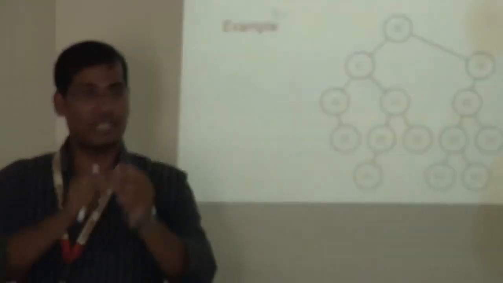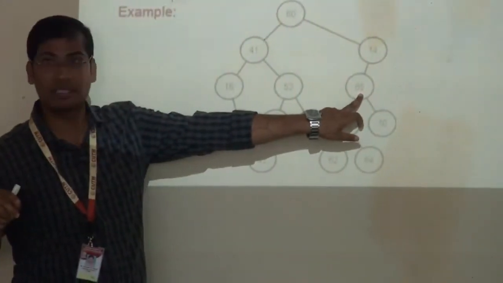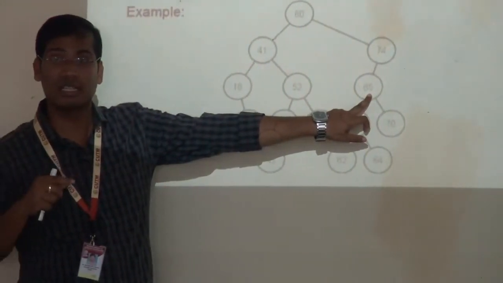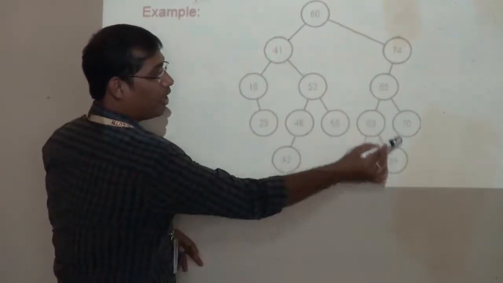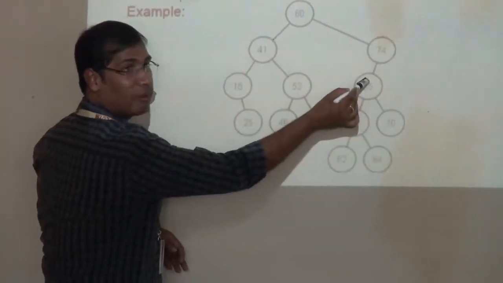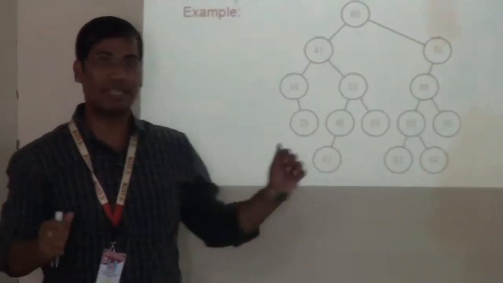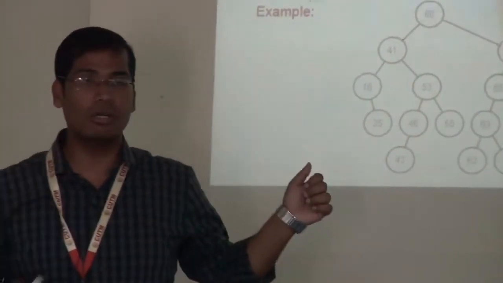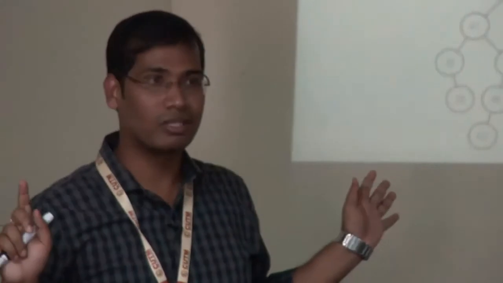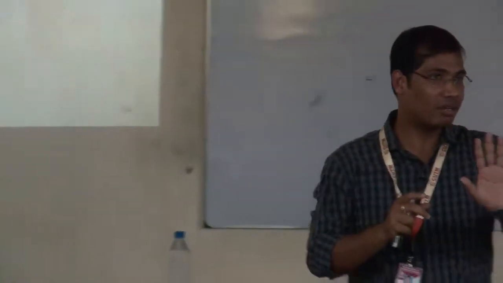You will find, take any node randomly. Randomly I will check this. What is this? What is the key? 65. So this is my left subtree and this is my right subtree. All the values in the left subtree are smaller than this node, and all the values in the right subtree are greater than this node. That means this property holds good at each and every node. So finally, what is the conclusion? The given tree is a binary search tree. So now in short, what can I say?